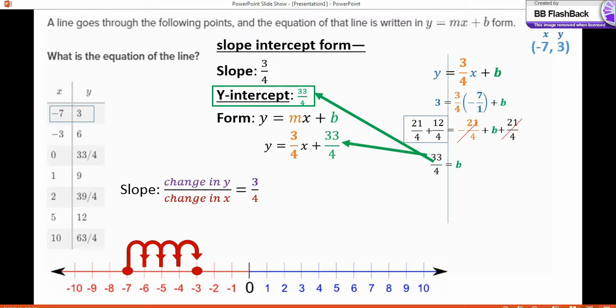33 over 4 is also my value for b, so I can substitute that right into my equation. And that right here, y equals 3 over 4x plus 33 over 4, is the equation for this line in slope-intercept form.